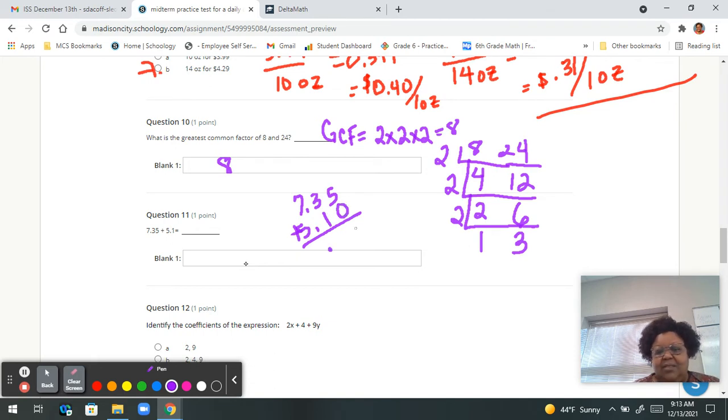5, I don't know why I'm writing sideways, y'all. 5 plus 0 is 5. 3 plus 1 is 4. 7 plus 5 is 12. 12.45. 12.45.